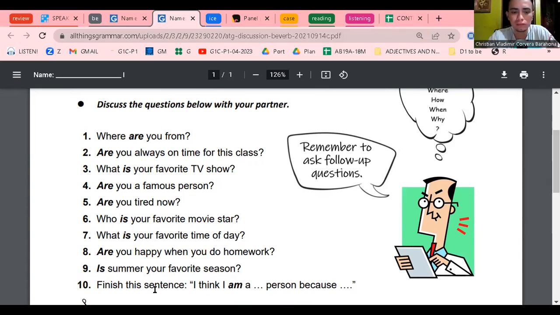And you have to finish this sentence. I think I am a... And you have to add an adjective here. Person, because I think I'm a happy person. I think a cheerful person. I think I'm a busy person because... Entonces aquí vamos a incorporar un adjetivo para describirnos a nosotros mismos. Okay, so let's practice the questions.